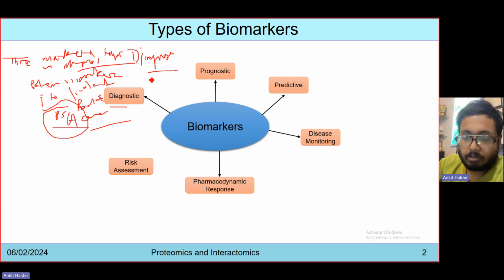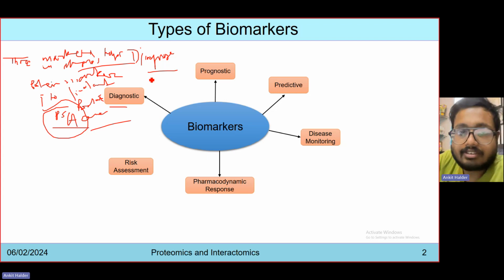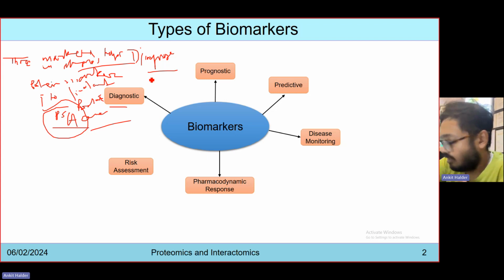Next is the pharmacodynamic response. This is again an important thing with drugs. We know how many off-target effects there are and what the toxicity level is. Whether the markers the drug was designed for are being used in the body, whether there are any adverse reactions, and whether the drug is actually working on that particular individual for that particular disease.